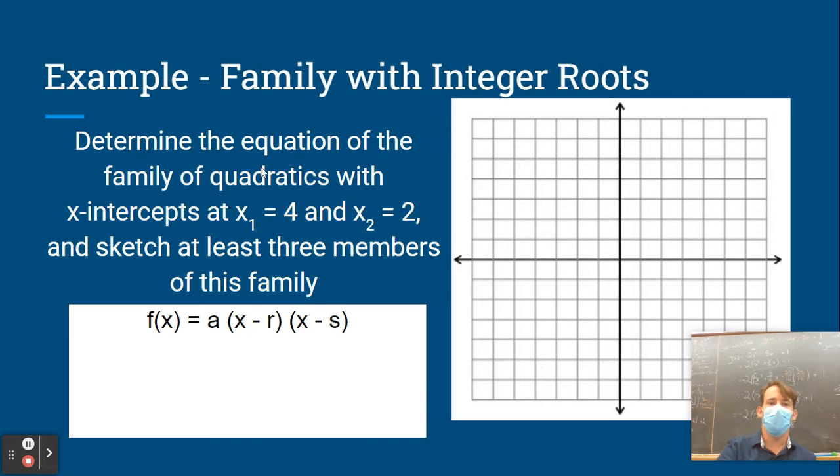Now let's determine the equation of the family of quadratics that have x-intercepts at x1 is equal to 4 and x2 is equal to 2. So we want roots there and there, and we want all the parabolas that will do that. So how are we going to do that? How are we going to create this family?